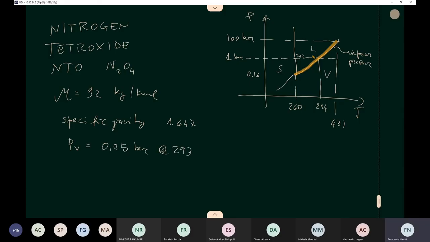at 293 Kelvin, or 4.1 bar at 328 Kelvin. So you see that if we move here at 4 bar, that can be a reasonable pressure in tanks. You have this range that extends up to 50 degrees Celsius.